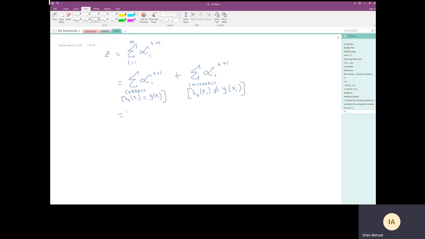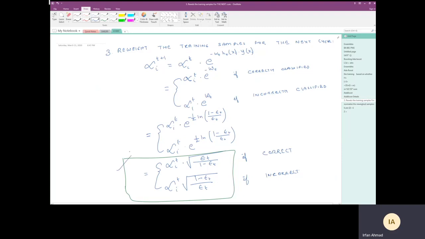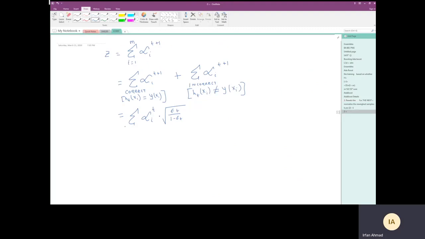we can write, as you saw before, that if it's correctly classified, it is nothing but alpha sub i of time step t times epsilon_t over 1 minus epsilon_t. This is the same thing I'm using here again, this bottom one. So this is if it was correct, plus the summation of incorrect, which is nothing but alpha sub i of t times 1 minus the error rate over the error rate. These are the two different scenarios: those samples which were correctly classified at time step t and those which were incorrectly classified. Okay, good. Now let's try to understand this more.